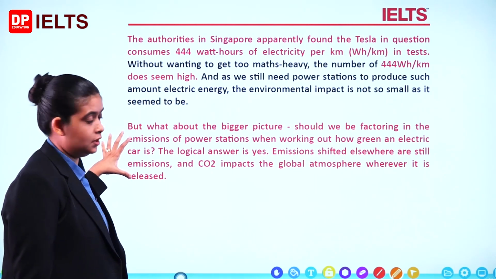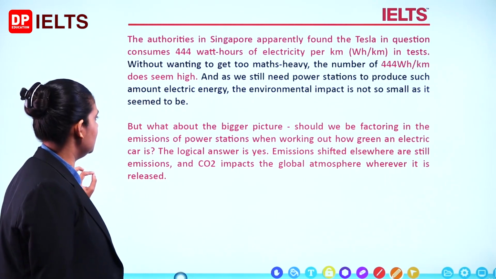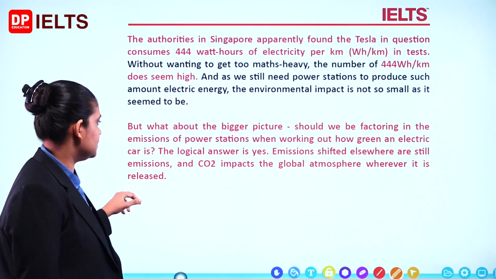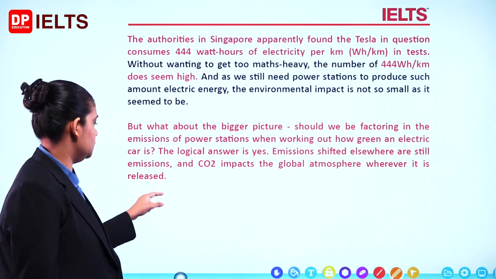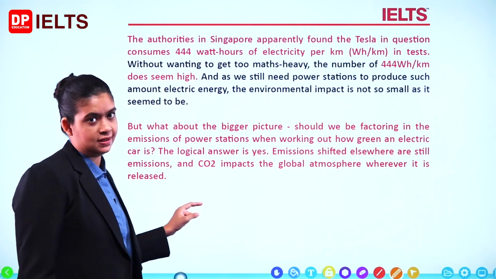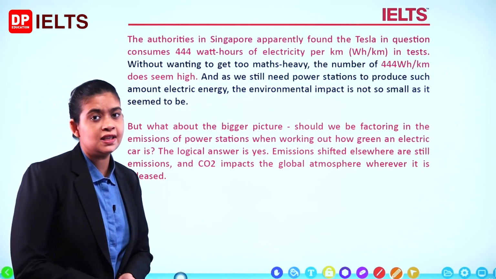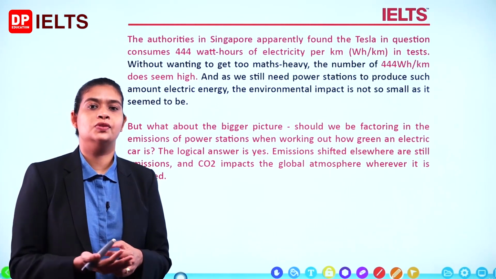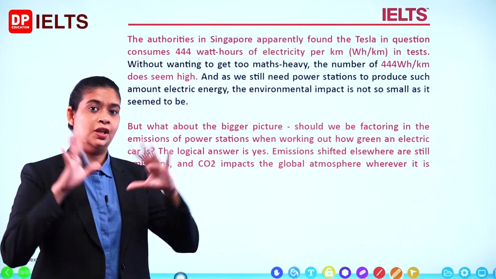Then finally, but what about the bigger picture? Should we be factoring in the emissions of power stations when working out how green an electric car is? The logical answer is yes. Emissions shifted elsewhere are still emissions. The CO2 impacts the global atmosphere where it is released. So the conclusion is yes, we should look at the bigger picture, not just thinking about bringing in electric cars, but how do we charge them? Do we need other power sources to generate this electricity? Then of course, we have to think about the big picture.